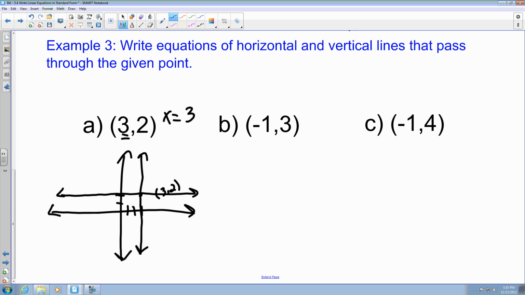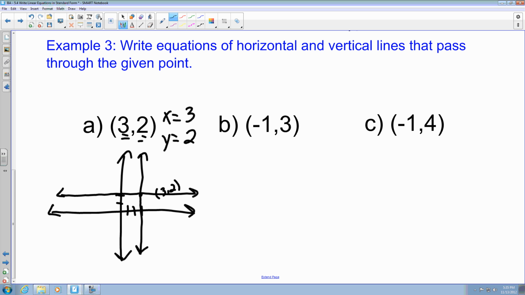Now, for our horizontal line, it's crossing through the y-axis, so that's going to be y equals, and it crosses through at 2. So for A, with the coordinates of 3, 2, the 2 equations that are vertical and horizontal lines that pass through that point are x equals 3 and y equals 2.